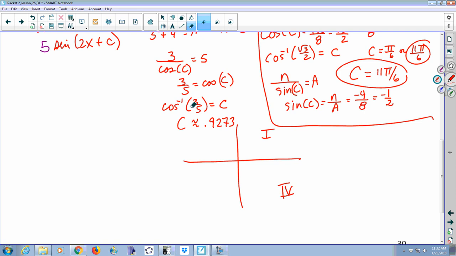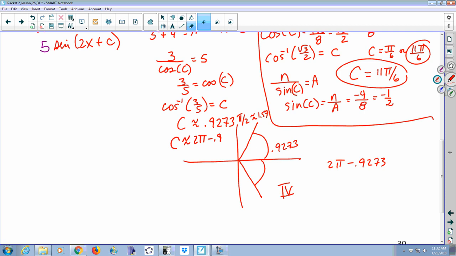We don't have to be accurate when we remember C is some angle here. We know pi over 2 is about 1.57, so we're going to be a little closer to the top. So here's our angle, 0.9273. And what's the corresponding angle down here going to be? It's going to be 2 pi, roughly, yeah. So the other angle is 2 pi minus 0.9273.